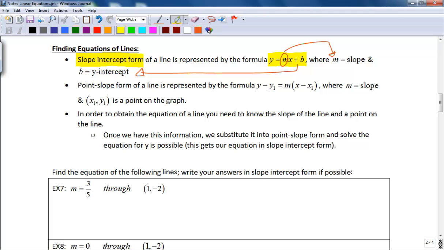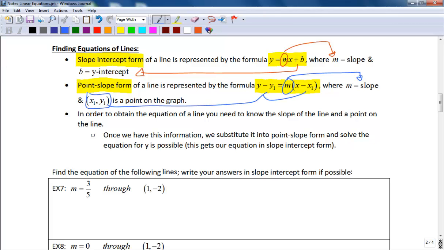Another formula we have to have committed to memory is point-slope form, and that is represented by the formula y minus y1 is equal to m times x minus x1. And this is where m, again, is still your slope, and x1, y1 is going to be a point on the line. In order to obtain the equation of any line, we need to know slope and a point on that line. Once we have that information, we can plug it into our point-slope form and then solve for y to get into slope-intercept form.